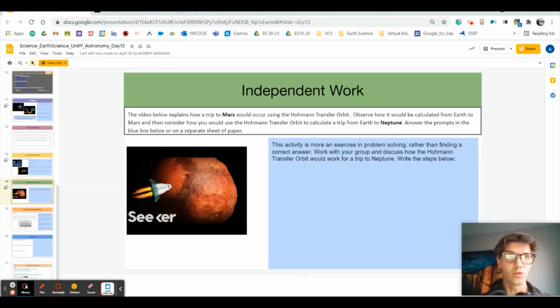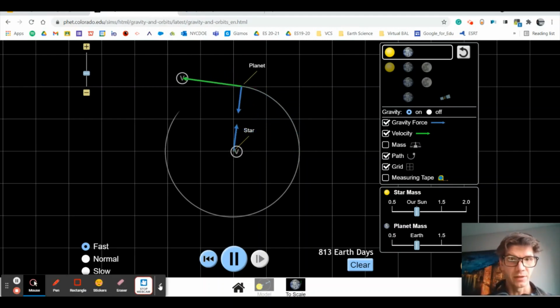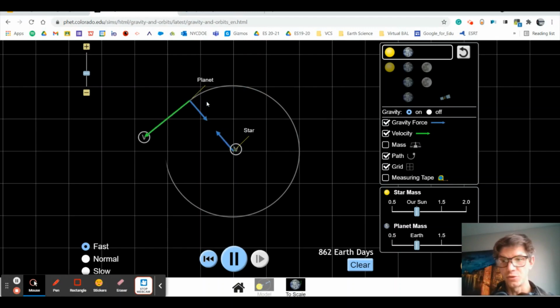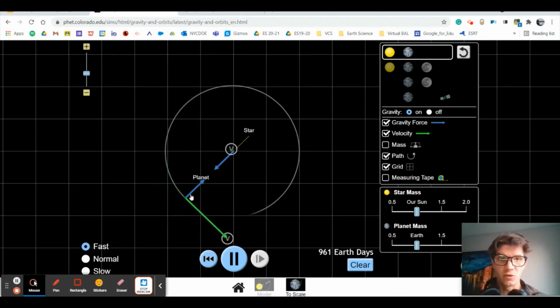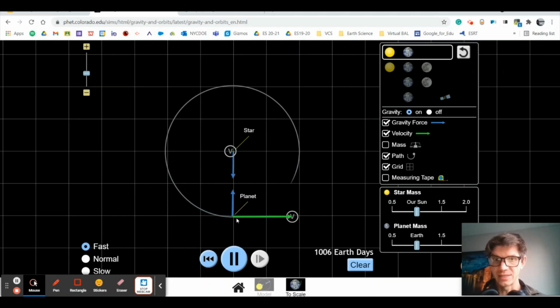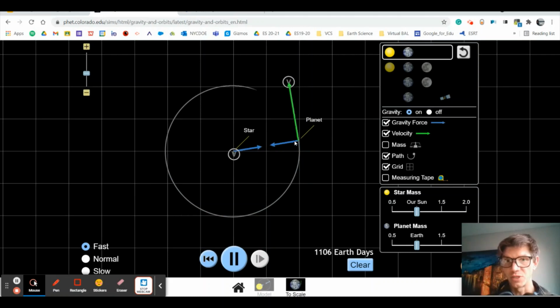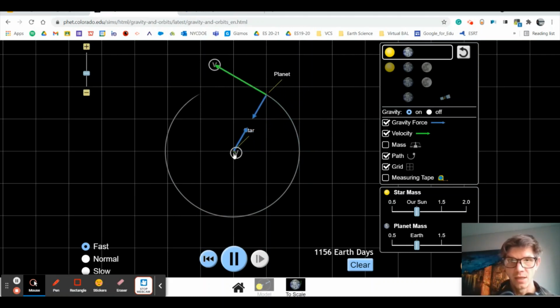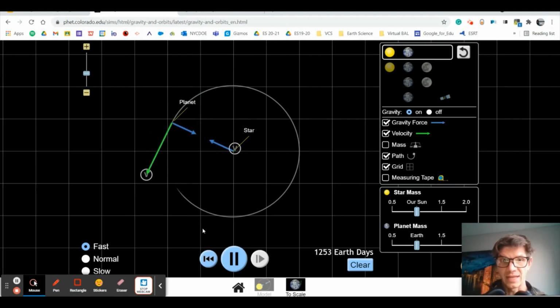So just to review orbits in general using this PhET simulator, we know that there are two things that are required of anything that's in orbit. One is the gravitational attraction between the celestial object and the object that's orbiting. So in this case, we would be talking about planet Earth and our sun. And the second component of an orbit is a forward velocity.